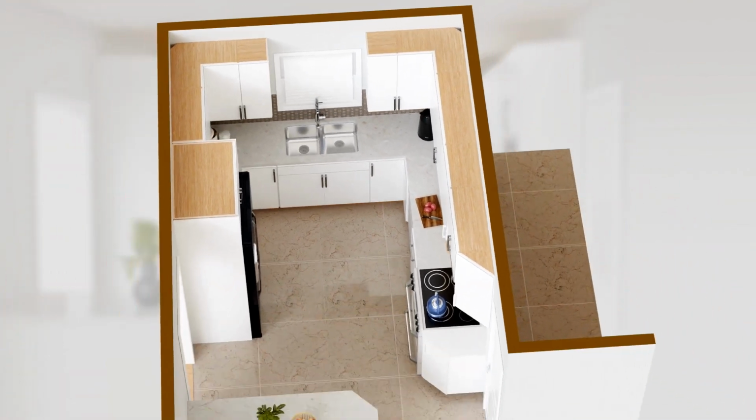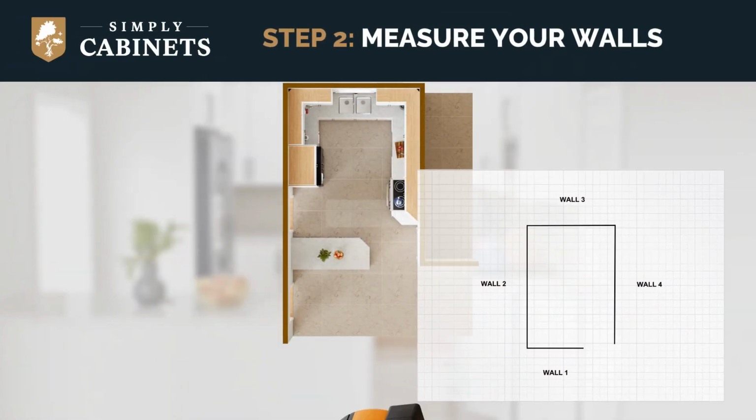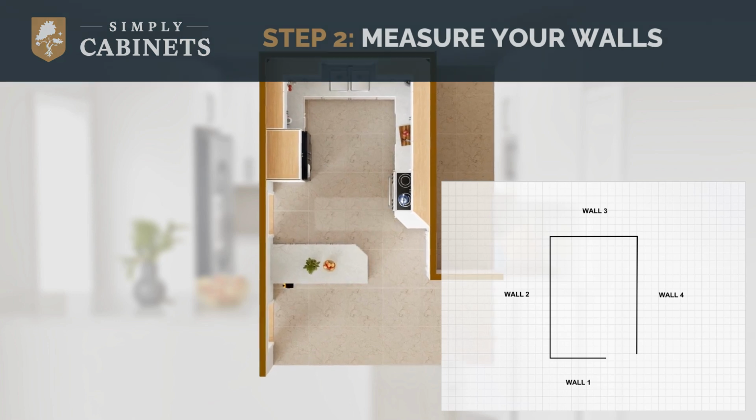Start by drawing a rough sketch of your floor plan, going clockwise from left to right. Draw your walls as if you were looking down on your kitchen from above, then number each wall on your template. Measure each wall from one side to the other and write down the total length in inches.